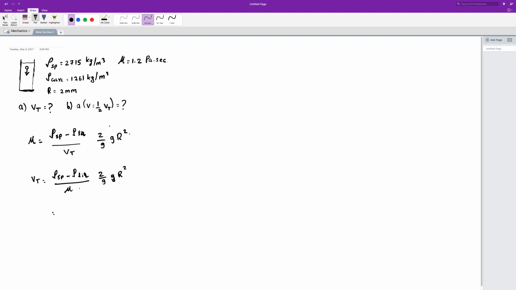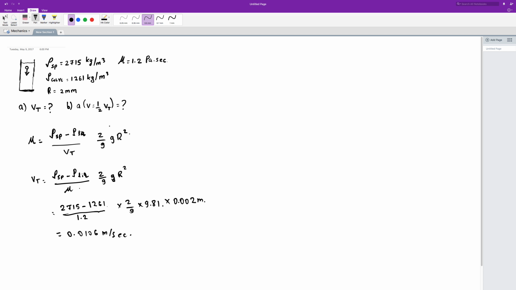So rho, the density of the sphere, is provided, that's 2715, so I can apply that one right here. So this is going to be 2715 minus rho liquid, which is provided, that's 1261, divided by the viscosity that's provided, 1.2, so I can divide this one, multiply by 2 over 9, and the acceleration of gravity is going to be 9.8, so I can multiply that one, and we have r square, that's also provided, that's 2 millimeter. First of all, I have to convert this one into SI units, so I have to divide this one by 1000. If I divide this by 1000, that's going to be 0.02 meter, and if I calculate this value, this comes out to be 0.0106 meter per second. So we found the terminal velocity.